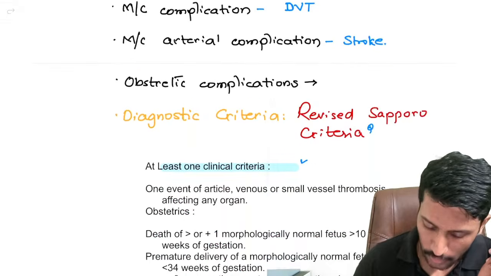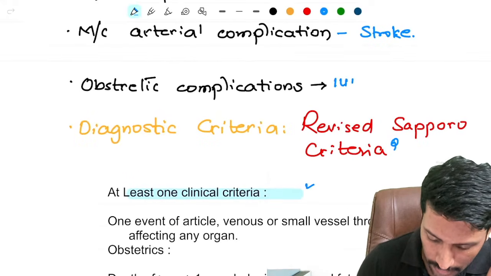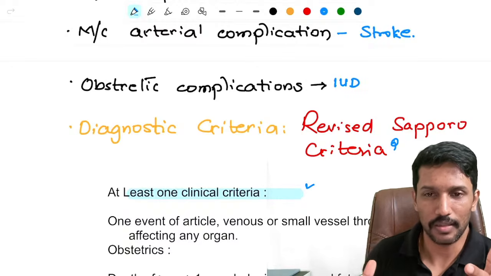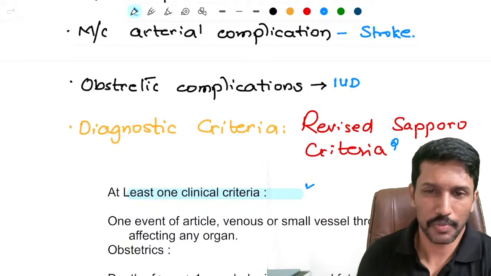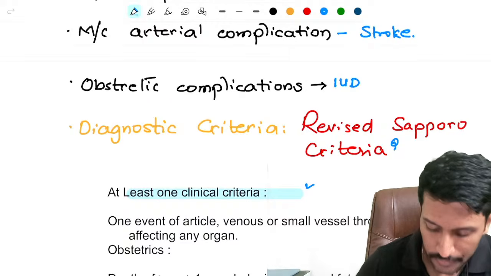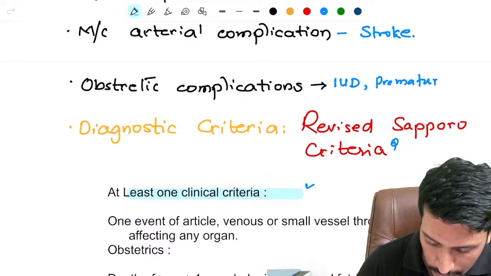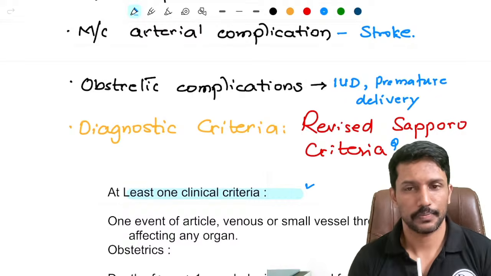Okay, and then obstetric complications, it can lead to intrauterine death because the blood vessels connecting the fetus and the mother can get thrombosed, depriving the fetus of nourishment, and there can be intrauterine fetal death. So intrauterine death and premature delivery. These are common obstetric complications of APS.